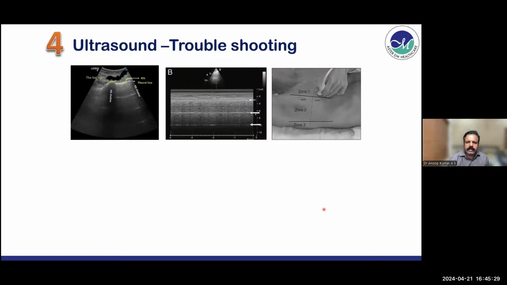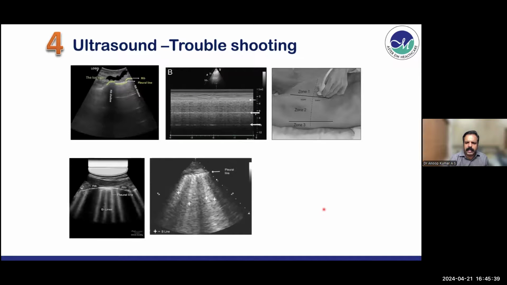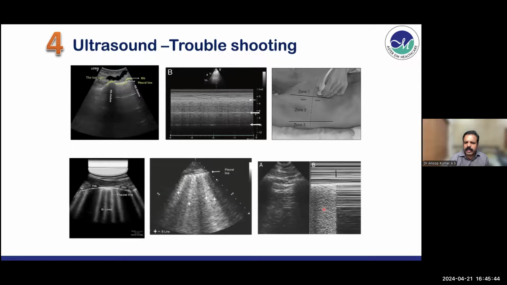Ultrasound also has an important role in troubleshooting, especially to find out whether there is fluid, or the pleural sliding, lung point, etc. And again your B lines, which will tell you whether the lungs are wet or dry.